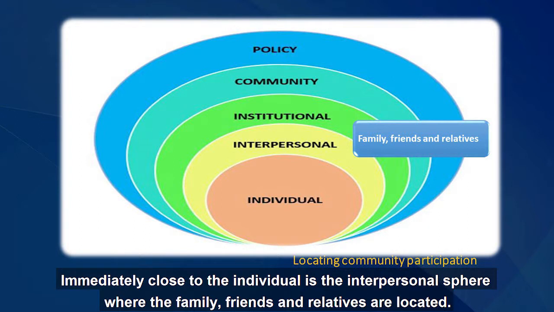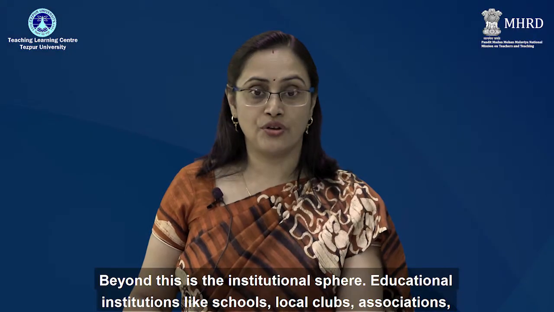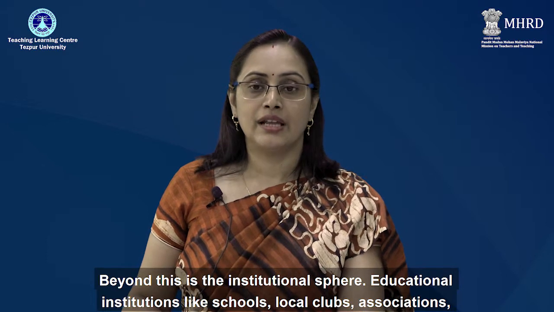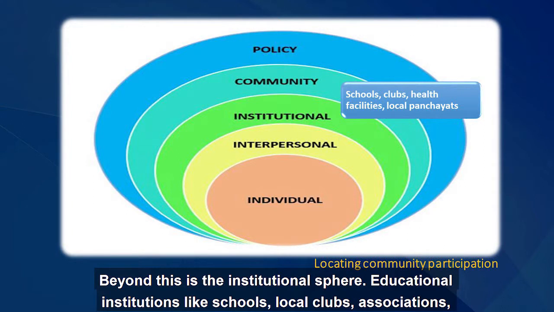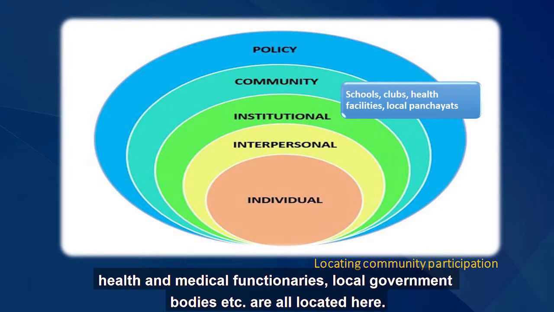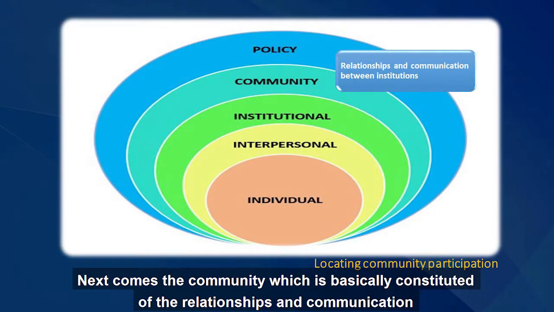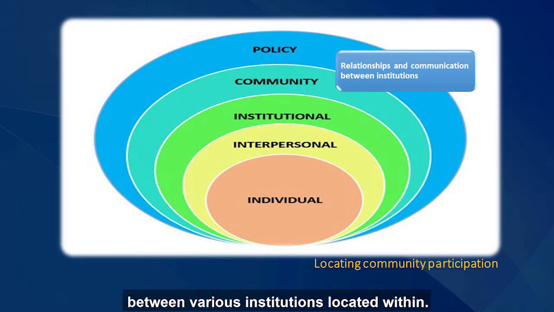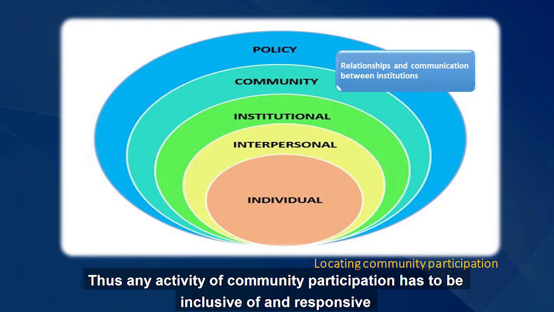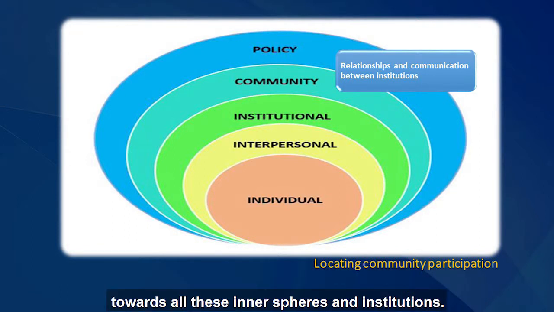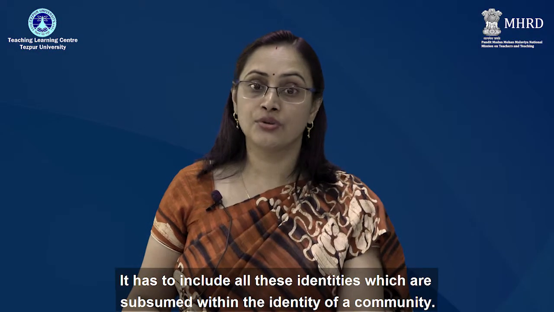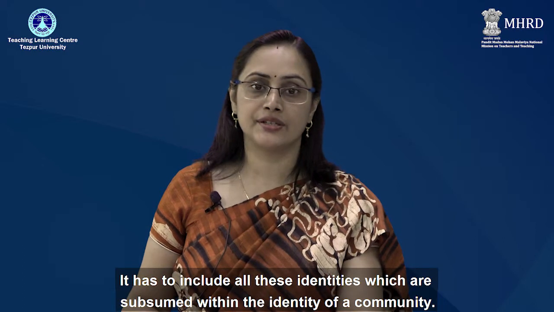Immediately close to the individual is the interpersonal sphere, where the family, friends, and relatives are located. Beyond this is the institutional sphere. Educational institutions like schools, local clubs, associations, health and medical functionaries, local government bodies, etc. are all located here. Next comes the community, which is basically constituted of the relationships and communication between various institutions located within. Thus, any activity of community participation has to be inclusive of and responsive towards all these inner spheres and institutions. It has to include all these identities which are subsumed within the identity of a community.